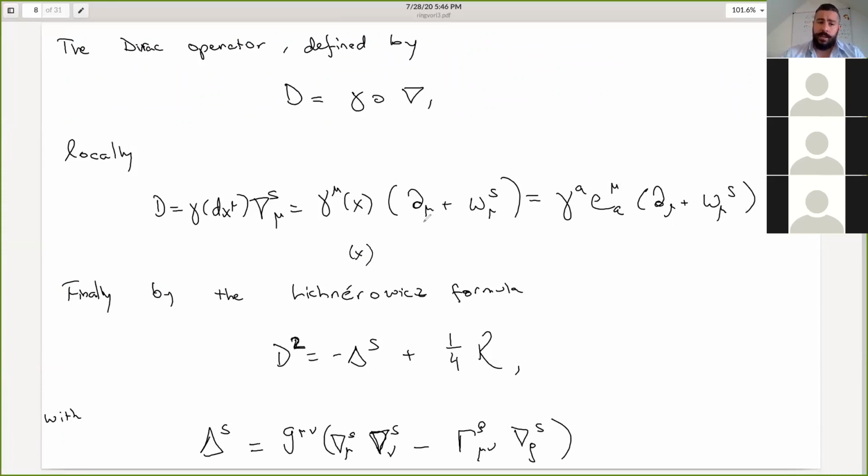The interesting and nice thing about this is that by the Lichnerowicz formula, if you square that Dirac operator, what happens is that you get... because what is the Dirac operator?